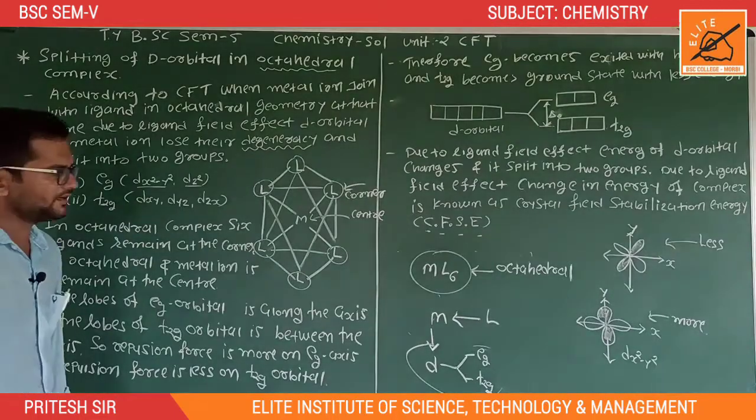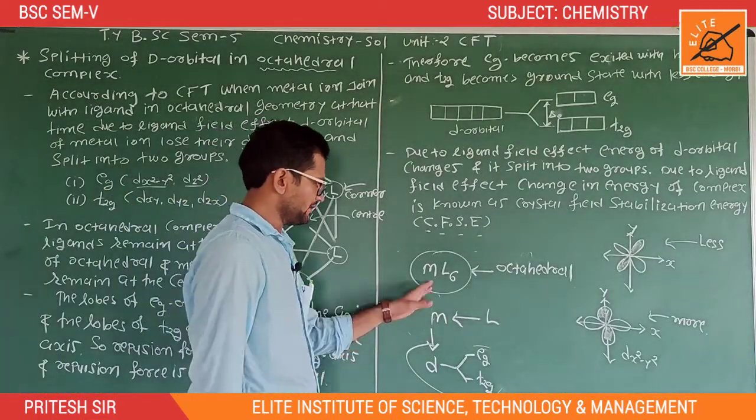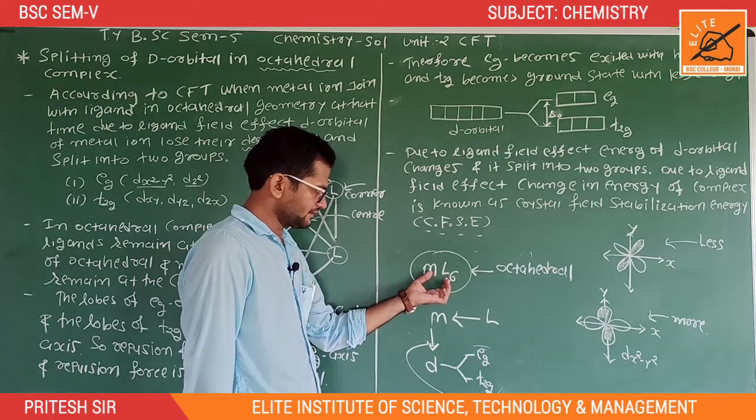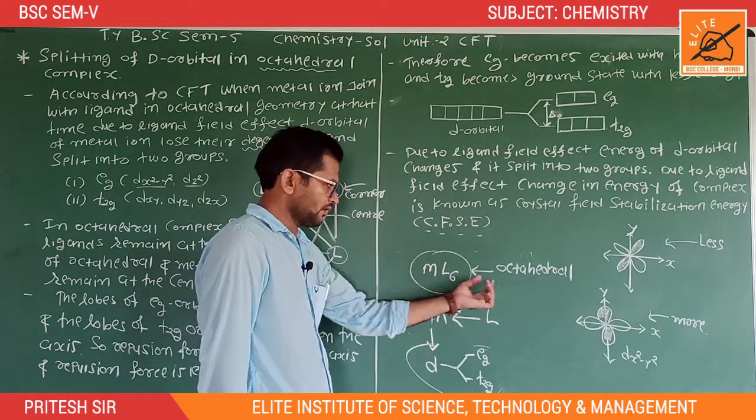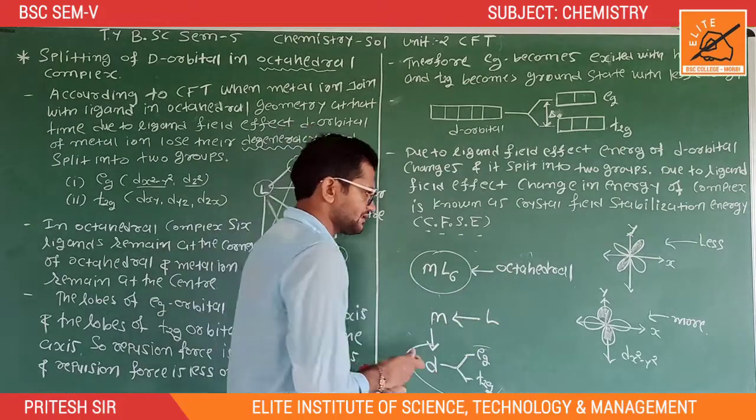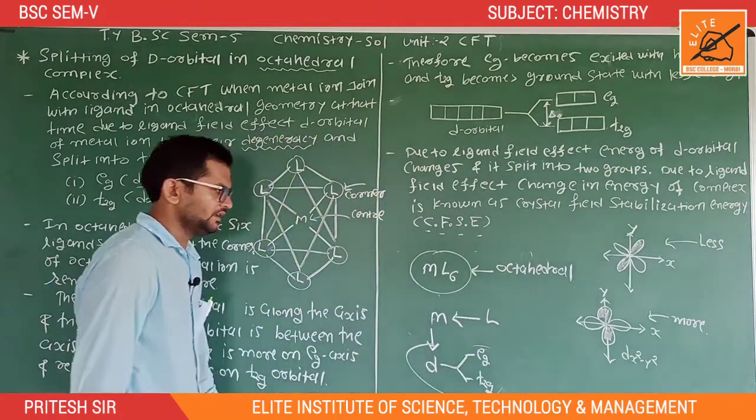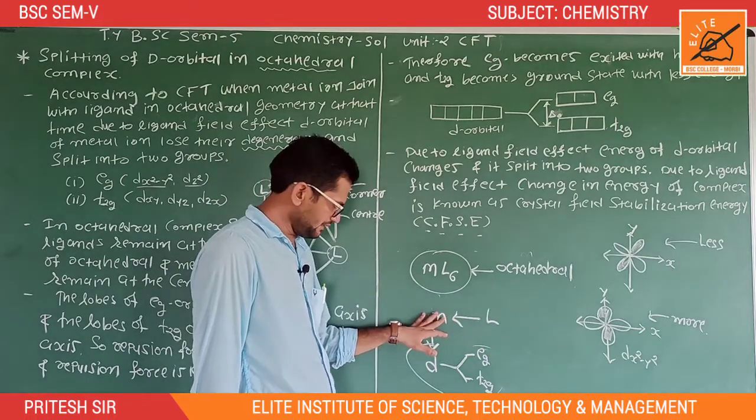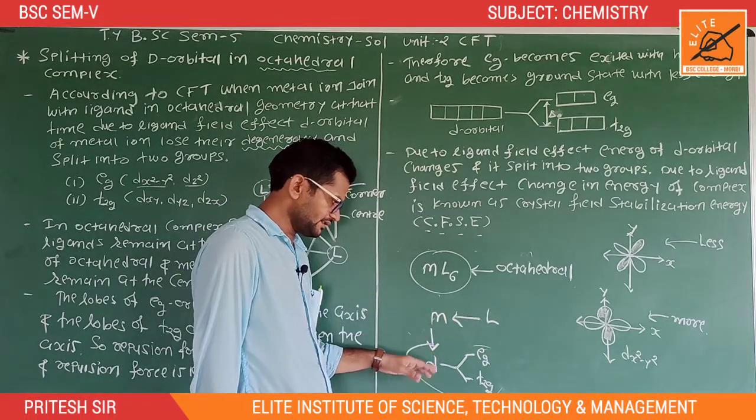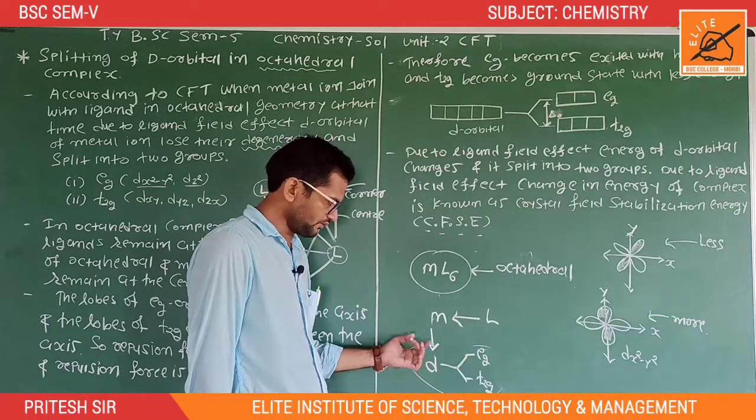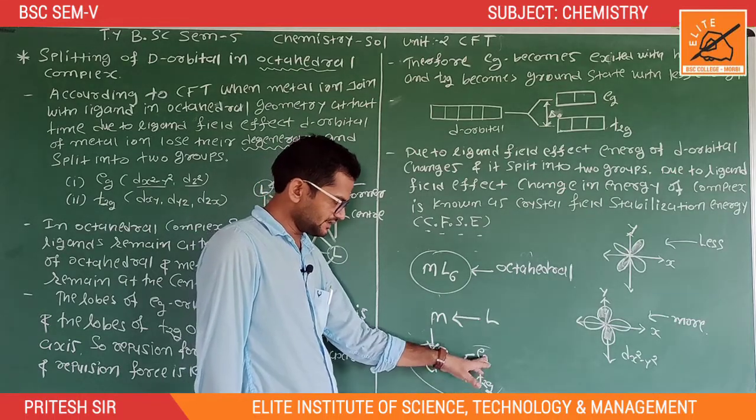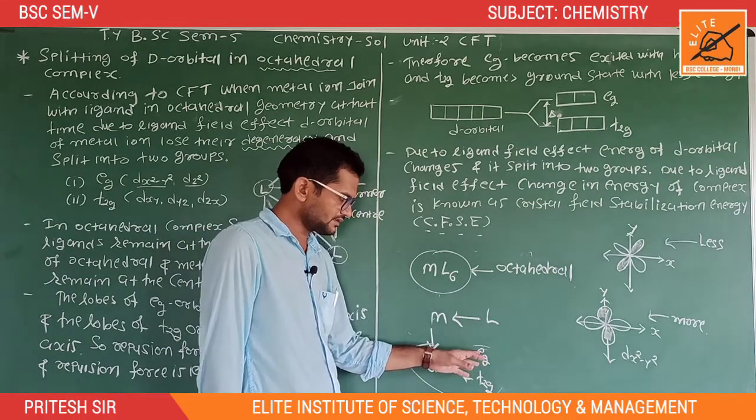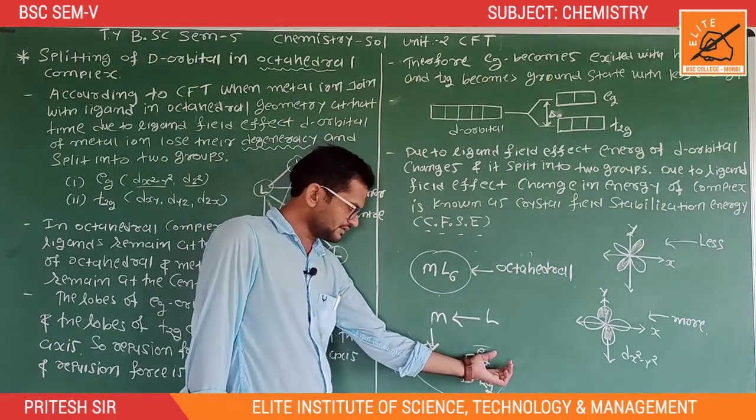First, what do we mean by octahedral complexes? When a metal ion is attached to 6 ligands, this geometry is known as an octahedral complex, or octahedral geometry. According to CFT, when the ligand comes closer to the metal ion, the energy of the d orbitals increases and they split into two groups, t2g and eg. t2g means dxy, dyz and dzx. eg means dx square minus y square and dz square.